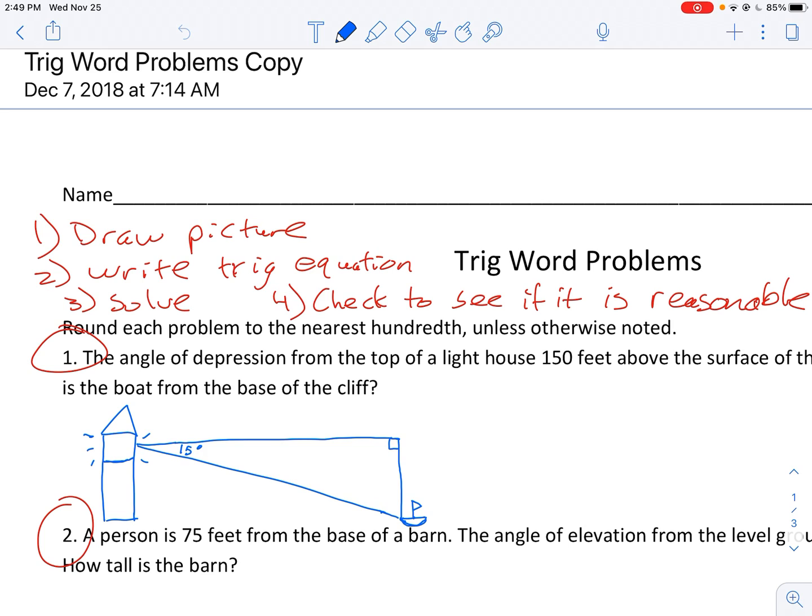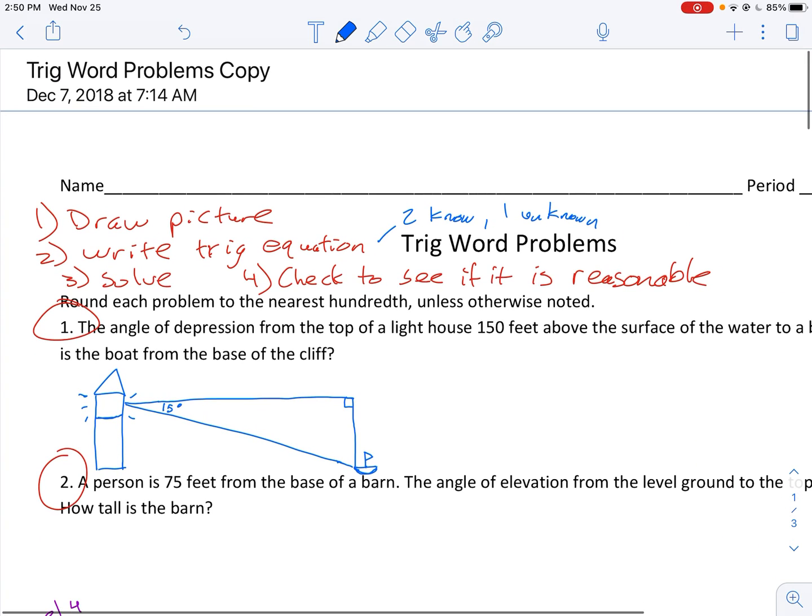First things first is draw yourself a picture of what that looks like, because that'll help you visualize what things you do know and what things you don't, so it can help you then solve your problem. You're then going to write out a trig equation using two things you know and one thing you don't. So one unknown and two knowns. And then that sets up an equation which you can then solve. And then you should at least check to see if it's reasonable, and that'll help you do some error checking along the way.